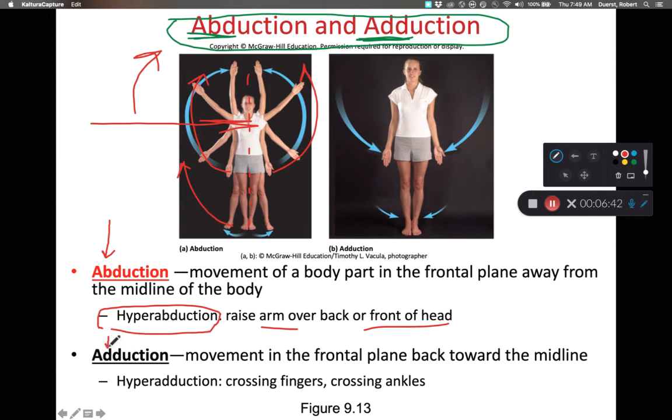We also can have adduction. When I look at this D, I like to think of D for down. So if I bring my hands down towards the midline of the body, so again, here's the midline right down the middle, if we go down towards the midline, that's adduction, D for down.